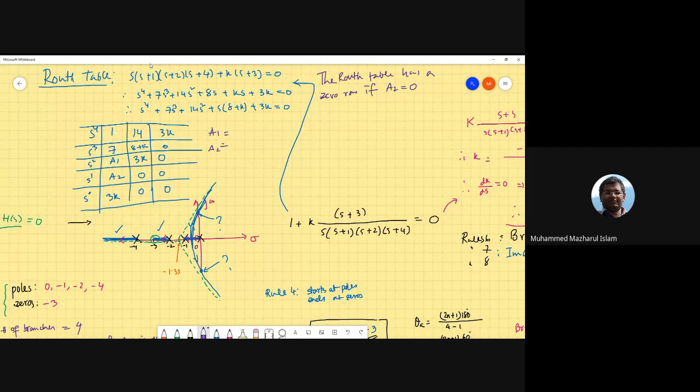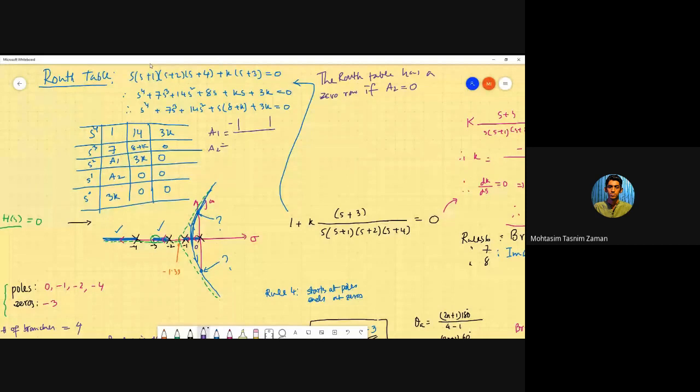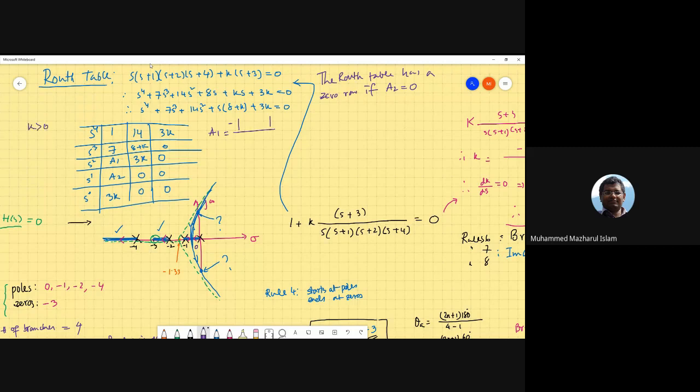But my question is, is there any other condition here? One is a2 equal to 0, which will produce a zero row. Anything else? What if a1 is equal to 0? It cannot be 0, because the value of k cannot be 0. Very good. For the same reason the last row cannot be 0. Gain has to be always greater than 0. So this is the only condition under which the Routh table will have a zero row.